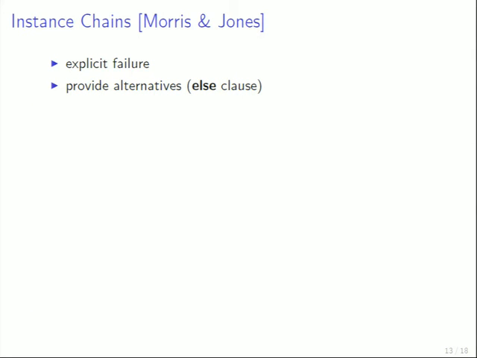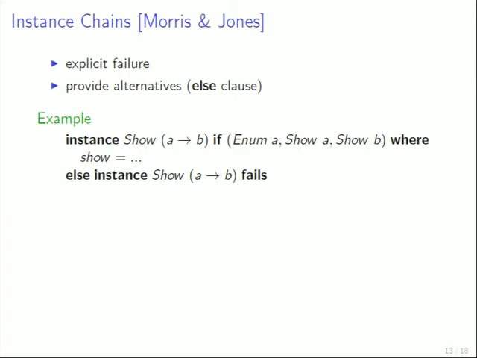Lastly, you can do things like instance chains, which we have seen yesterday, which provide you an explicit means for failure, where you say, well, I don't want to have an instance here, but also give you a means to give alternatives, where you can do backtracking through different instances. A very simple example we can give for Show here, where we want to be able to give an instance of Show for function types if A is enumerable, so we can give a table of the function, right? And then we can give a corresponding instance of Show, and otherwise it immediately fails, right? And so we have this if clause here, and otherwise, this else here.